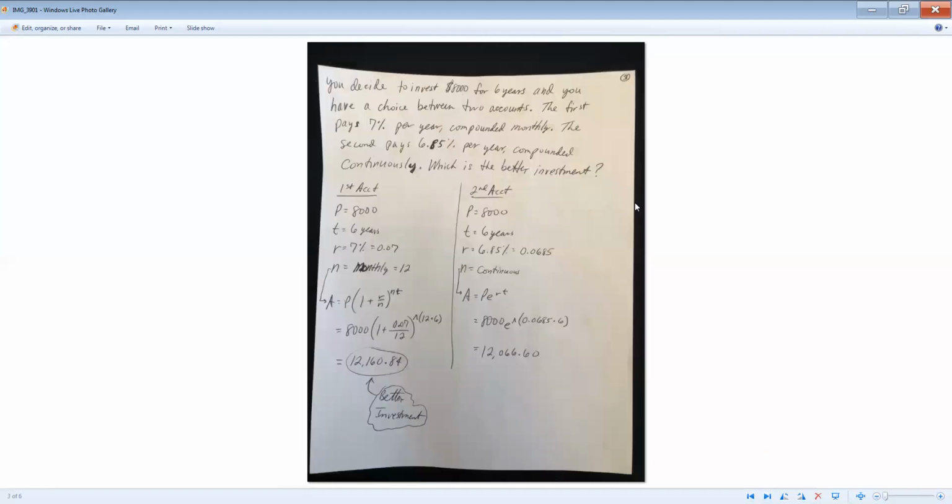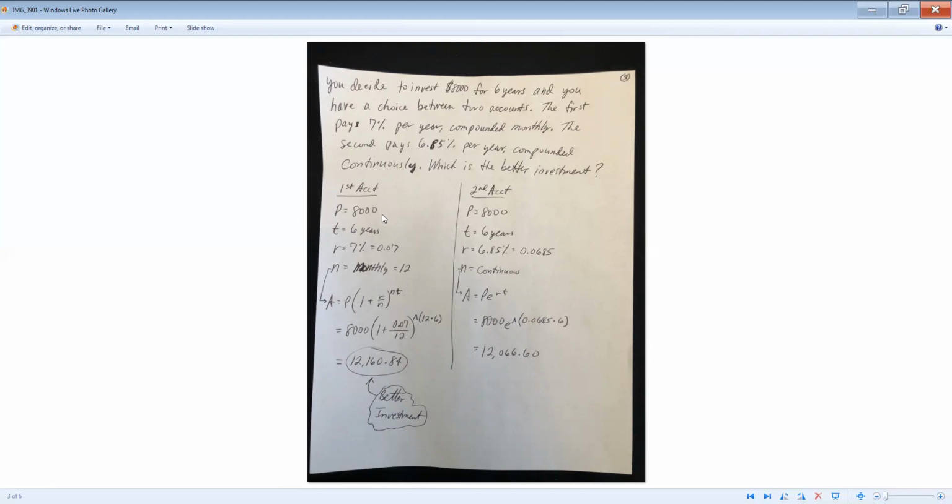So quick example of that, you decide to invest $8,000 for 6 years, and you have a choice between 2 accounts. The first pays 7% per year, compounded monthly. The second pays 6.85% per year, compounded continuously. Which is the better investment? So we'll look at both of them individually.